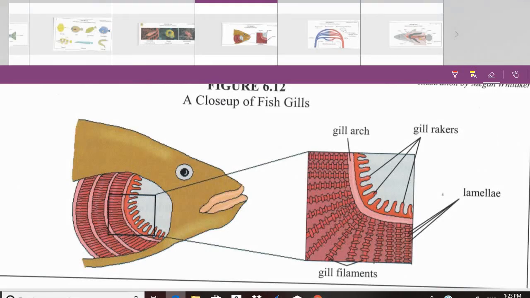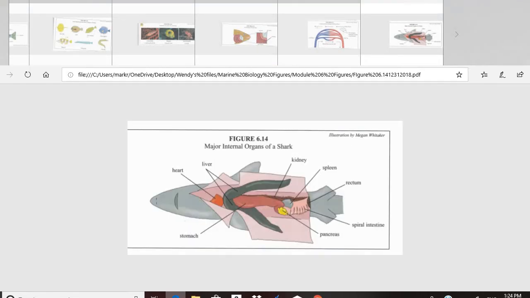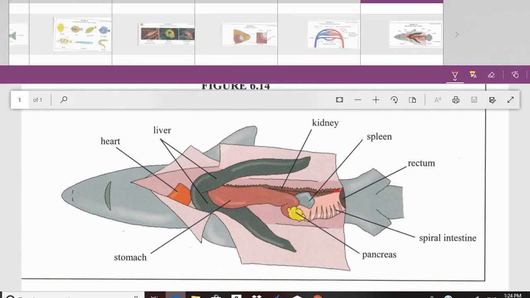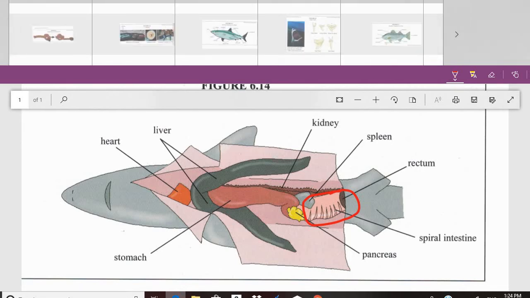Okay, so let's look at a couple of pictures here now. So here's this spiral intestine that I mentioned in a shark that gives them a bigger surface area for absorbing nutrients from the blood. And other than that, they have basically the same organs that humans have internally.